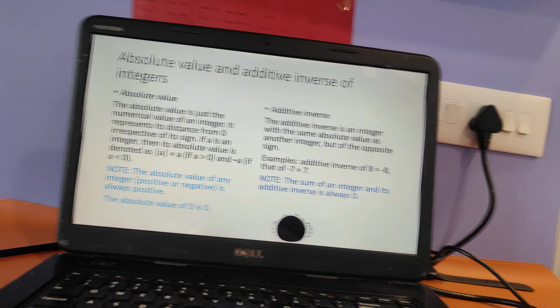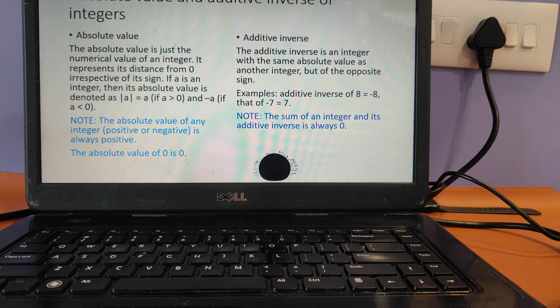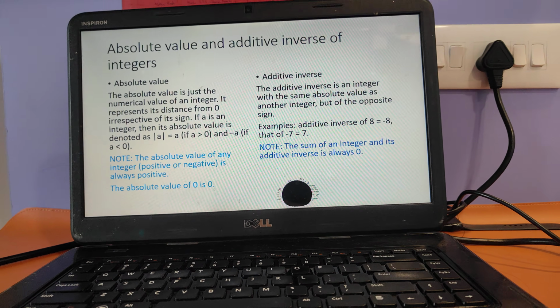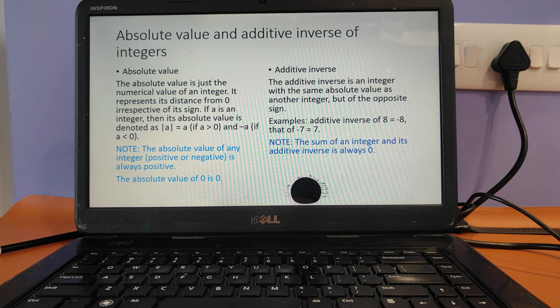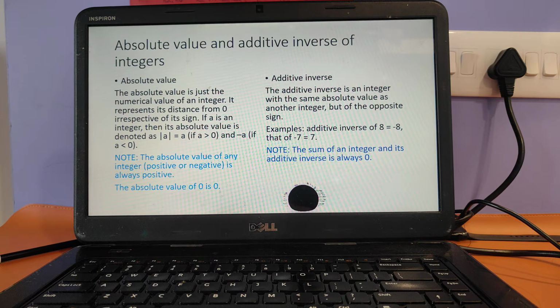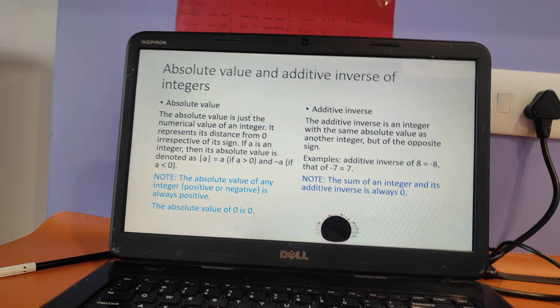And again note down one thing: the sum of an integer and its additive inverse is always 0. Yes, suppose you take 7 and -7, they are additive inverses, add them. 7 plus -7, you will get 7 minus 7, 0. You will always get 0.